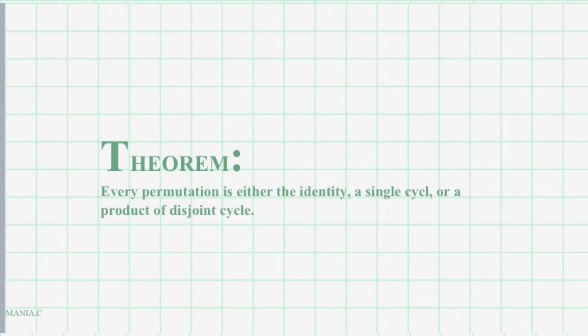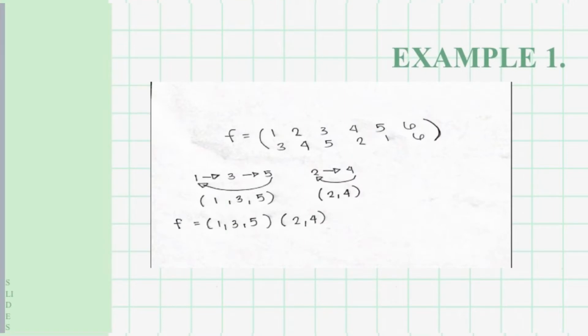We have a theorem that says every permutation is either the identity, a single cycle, or a product of disjoint cycles. And now I'm going to begin this with an example since the proof follows the same technique as my example. Let's consider something in S6. We're going to map 1 to 3, 2 to 4, 3 to 5, 4 to 2, 5 to 1, and 6 to 6.